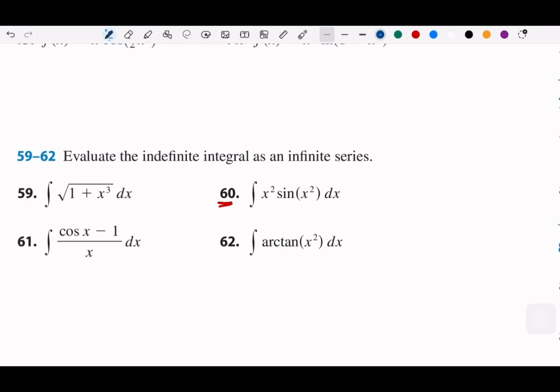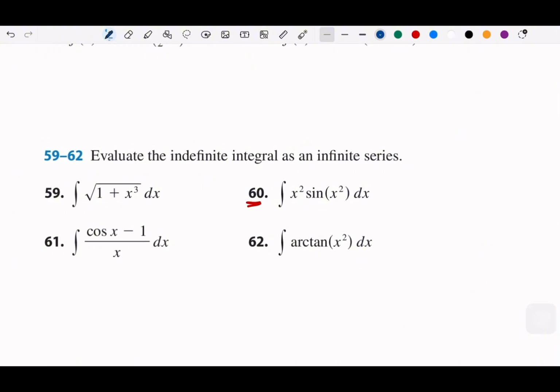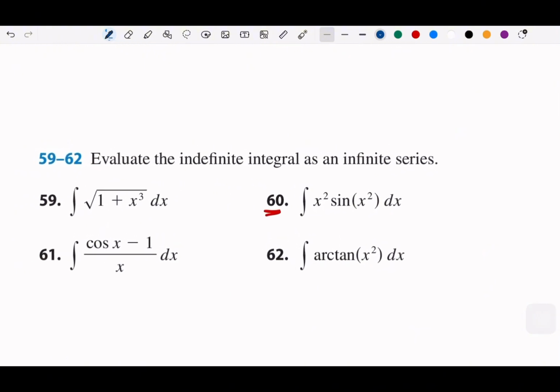Okay, so let's continue the practices. So try number 60. So the basis for how to find the integrations. If you look at only the integrations, if we use the normal integrations, I think we can substitute, right? We can just use substitutions.